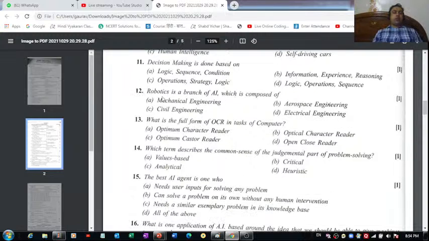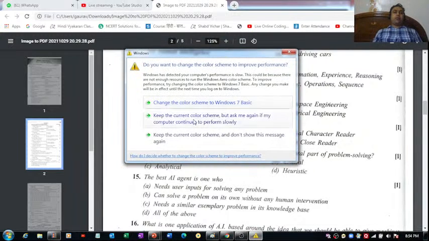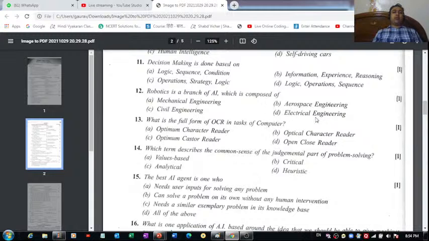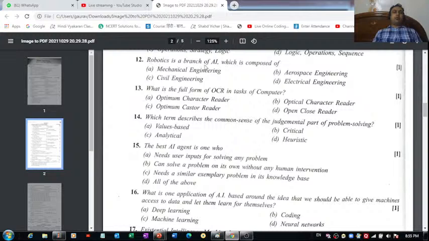Question number 12 is robotics is a branch of AI which is composed of. So robotics is composed of mechanical engineering, aerospace engineering, civil engineering, or electrical engineering. So it doesn't have anything to do with mechanical engineering. Aerospace engineering is also not very much required. In civil engineering, no. The correct answer of this question is part D, electrical engineering. Robotics is a branch of AI which is composed of electrical engineering.